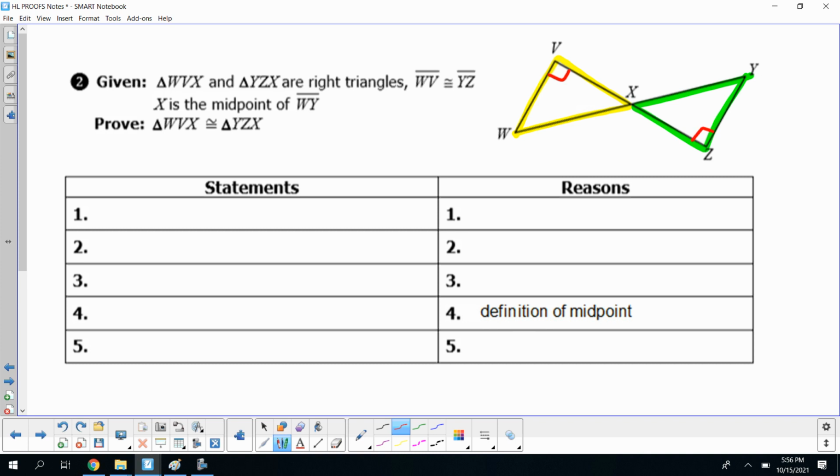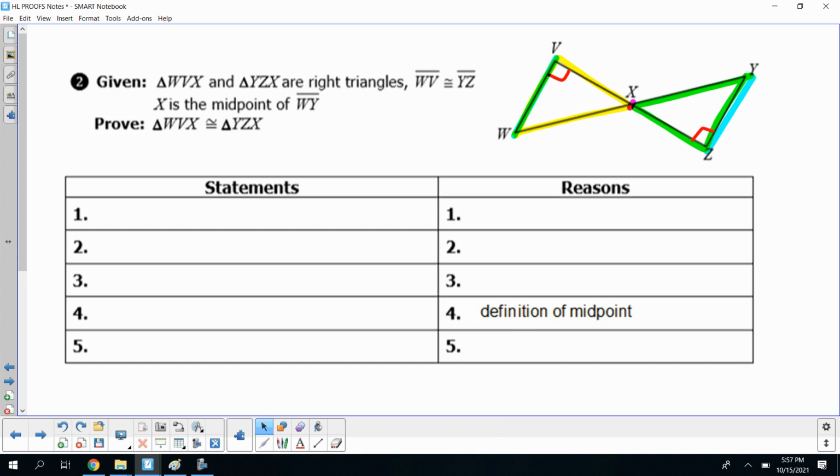Okay? The next thing that it tells us is that WV is congruent to YZ. That is a leg. And it also tells us that X is the midpoint of WY. They want us to prove that triangle WVX is congruent to triangle YZX.